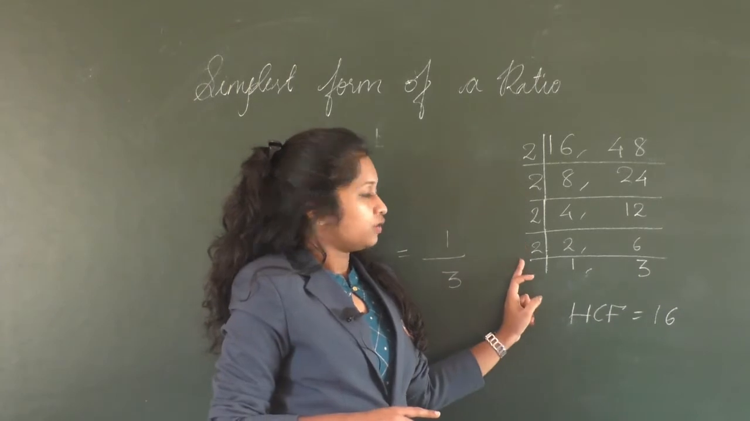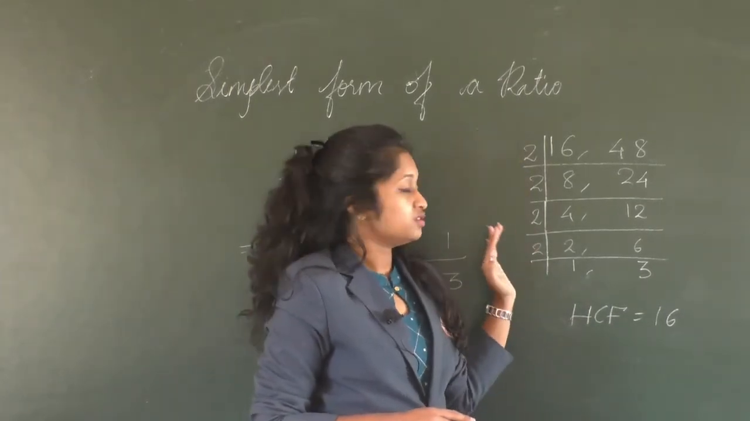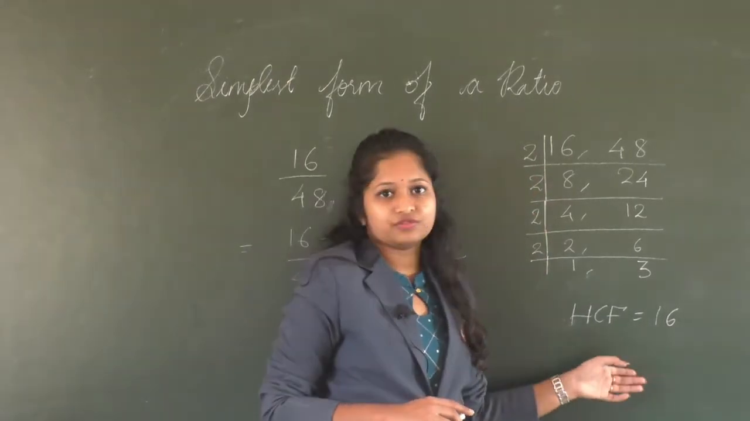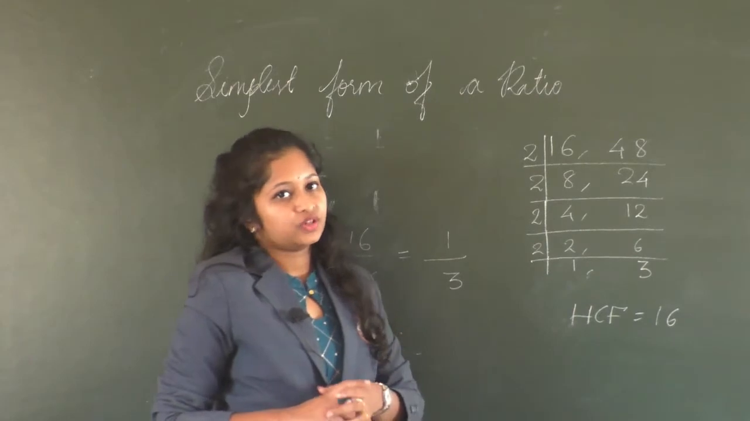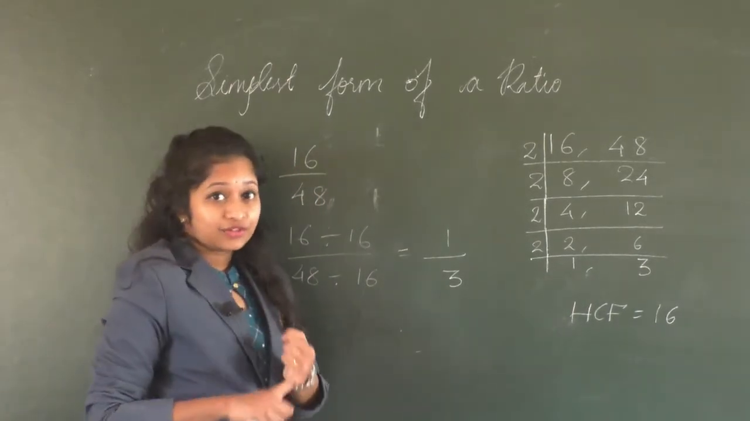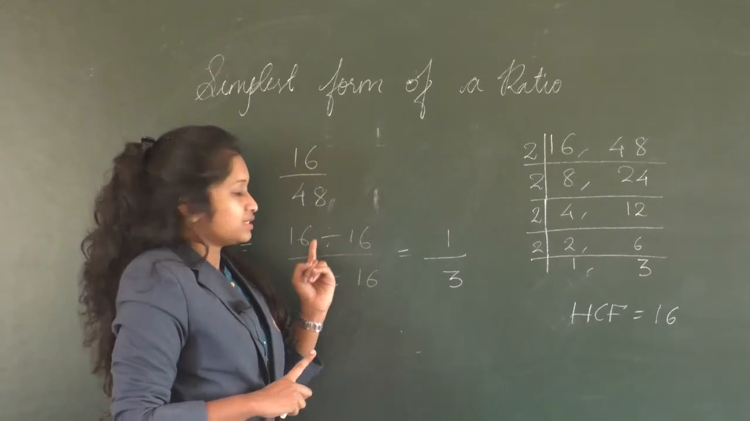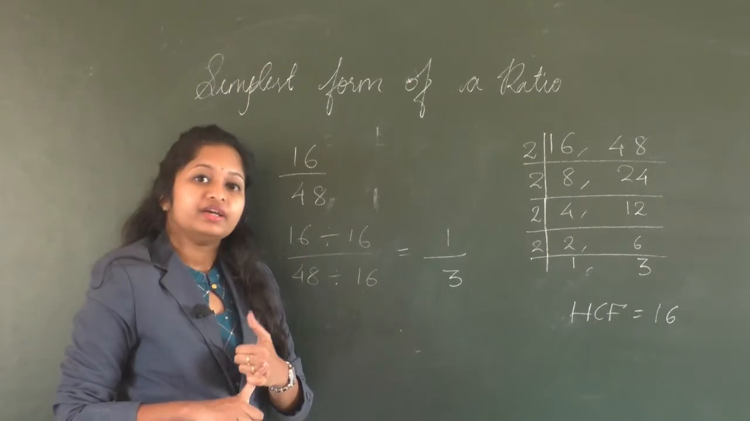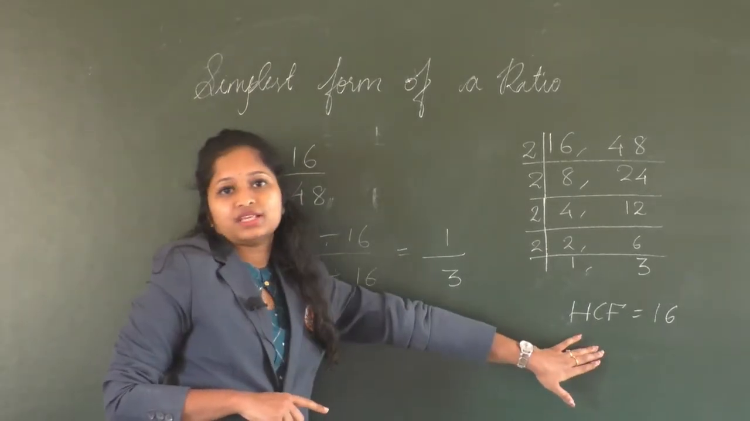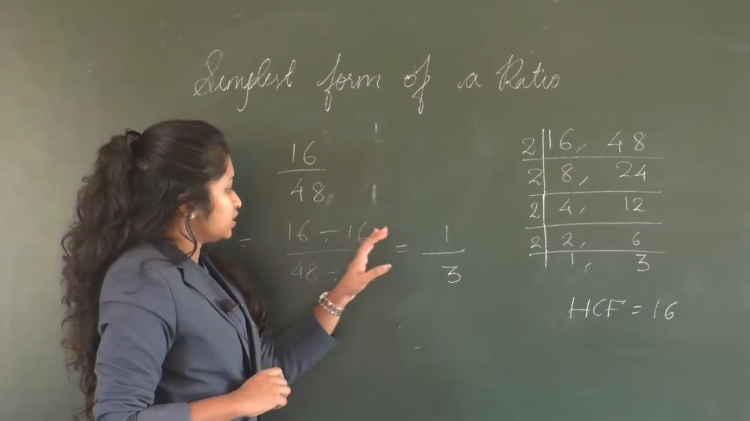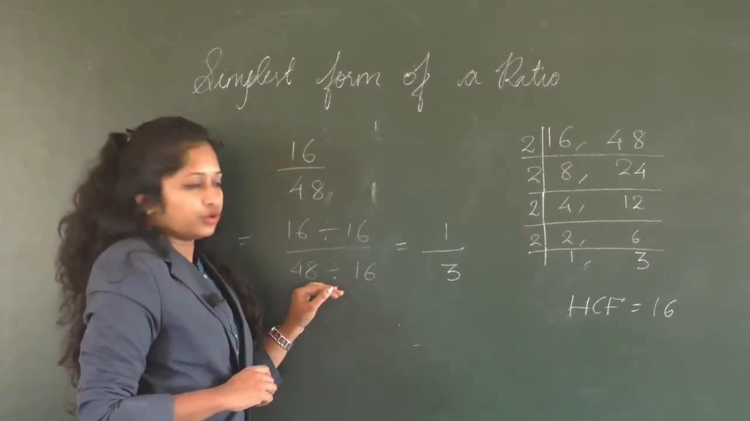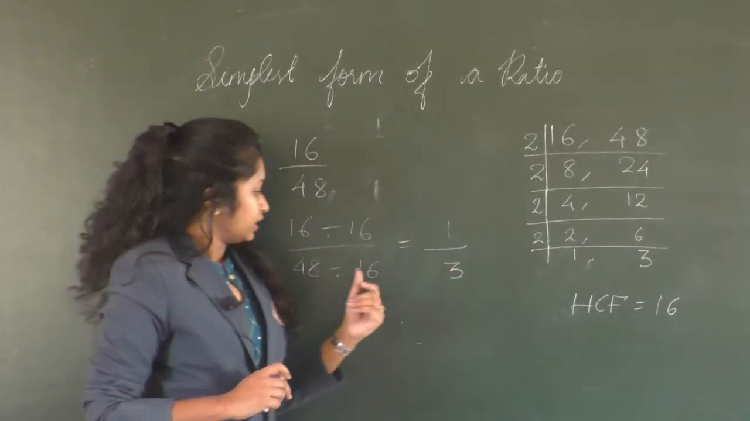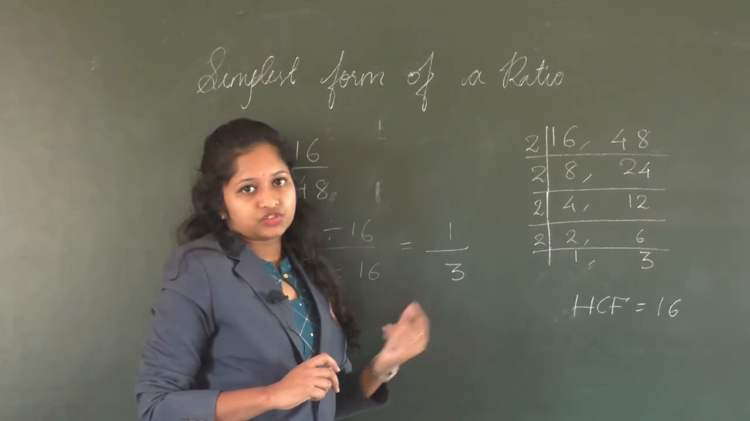Now multiply all these numbers which are written on the side. Okay, 2 into 2 into 2 into 2. So the HCF is 16. Okay, now we got the HCF of 16 and 48 as 16. Now we can divide the numerator as well as the denominator with this HCF. So we have 16 by 16 by 48 by 16. Now 16 by 16 is 1 and 48 by 16 is 3.